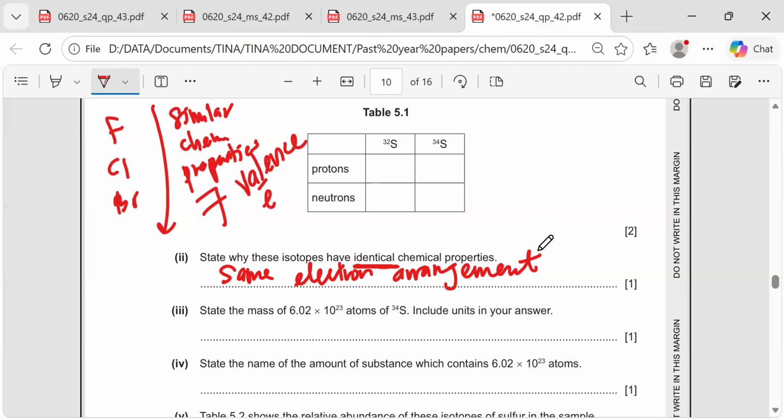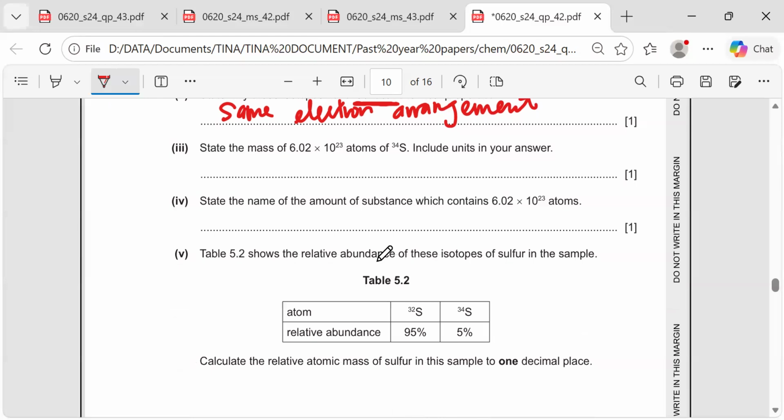So because this is the same atom, the same type, with the same electron arrangement, that's why the chemical property is exactly the same. It's the same element. So you cannot just say valence electron. Valence electron is when we're talking about the same group. When we're talking about the same element, the isotopes, we talk about same electron arrangement. Get it?